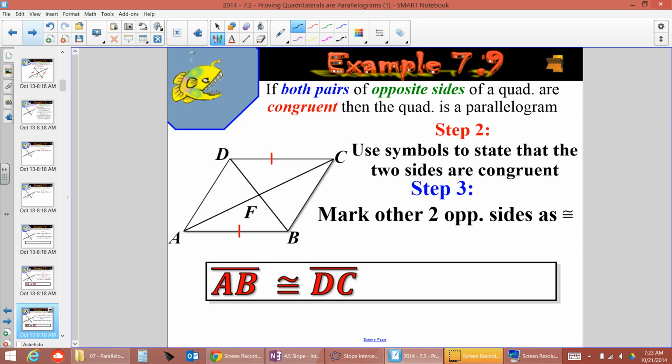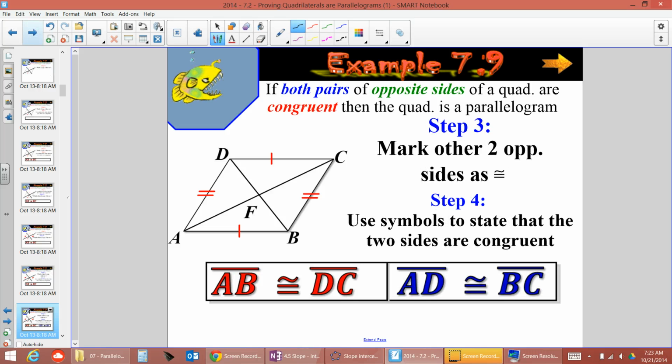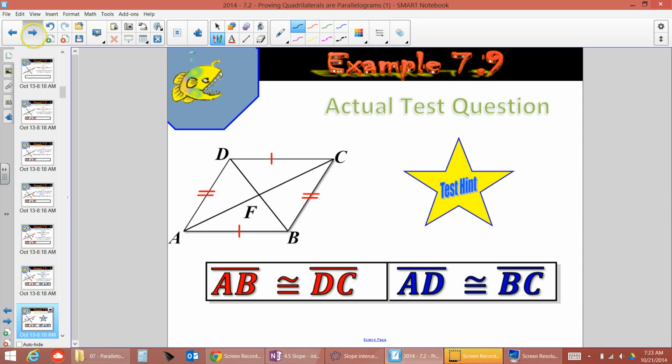Then we do the next set of opposite sides, AD and BC. And we say, well, what? I just told you that AD is congruent to BC, now just write it out. We say AD congruent BC. That's the test question right there. Exactly how you'll see it.